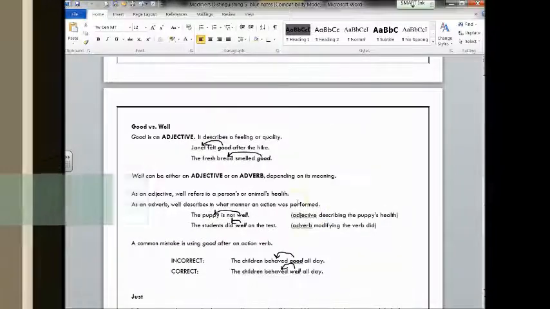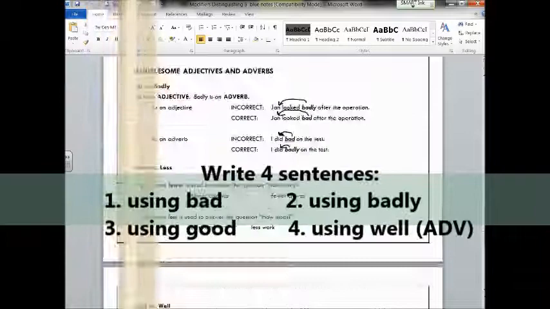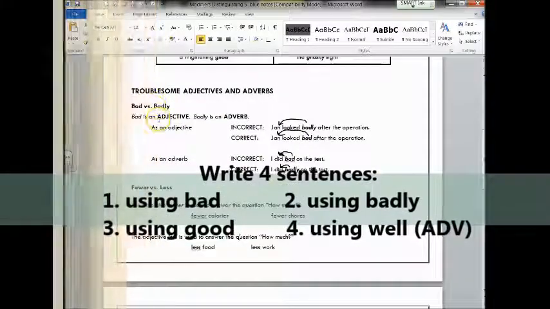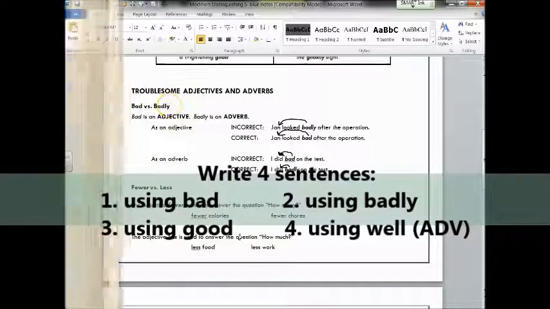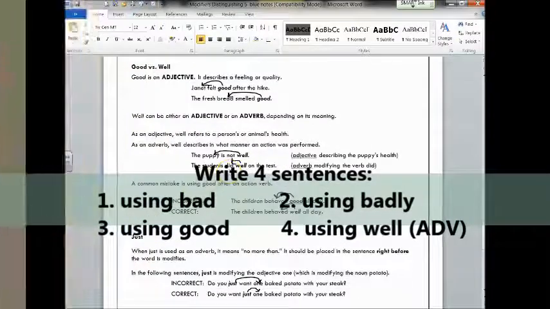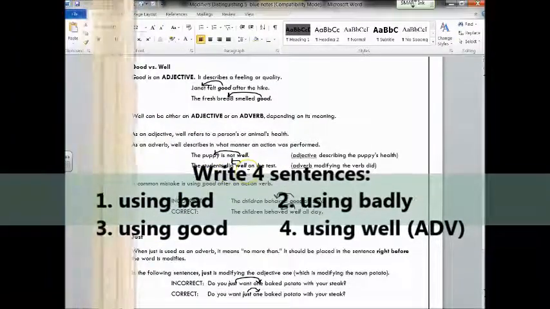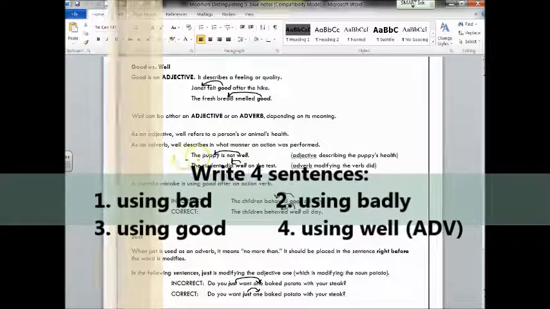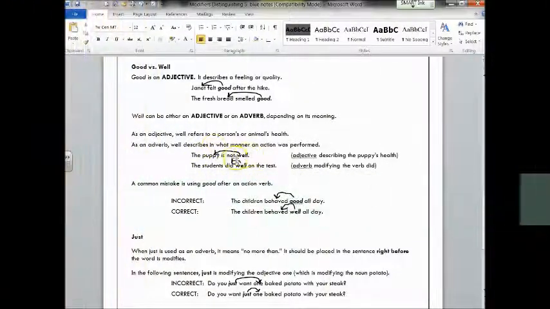I would like you to write four sentences: one using bad correctly, one using badly correctly, one using good correctly, and one using well correctly as an adverb, not to refer to someone's health, but using it as the adverb. If you have any questions, you can ask me in class.